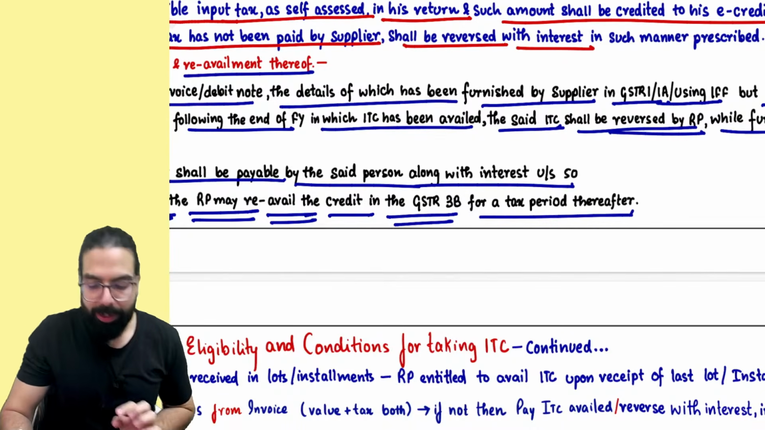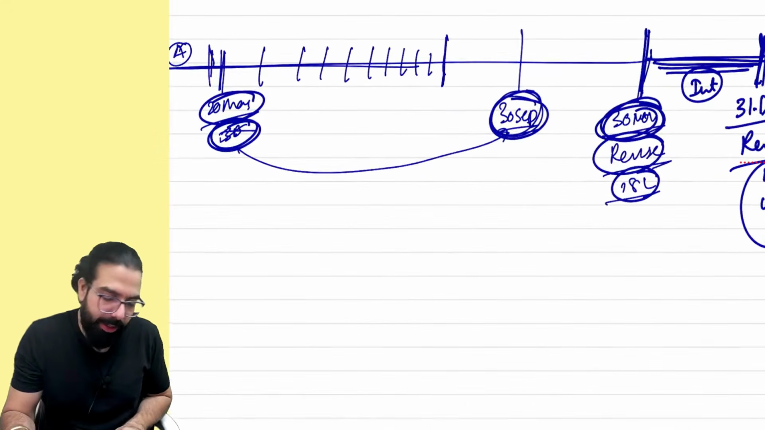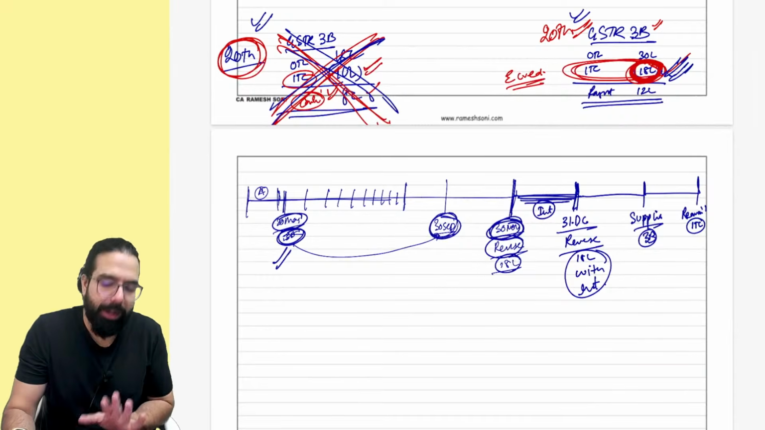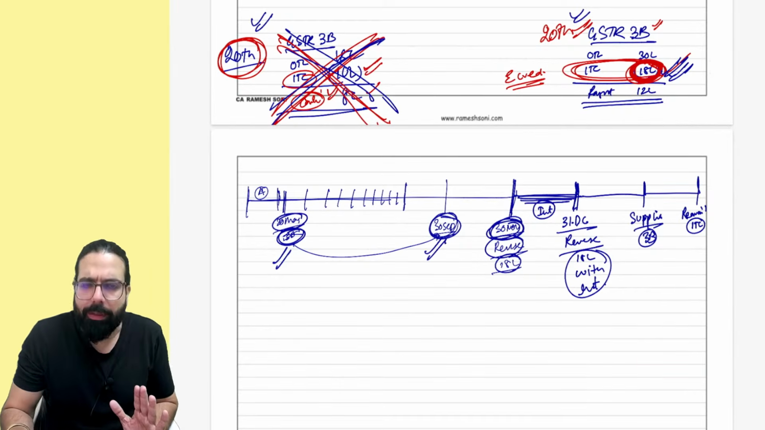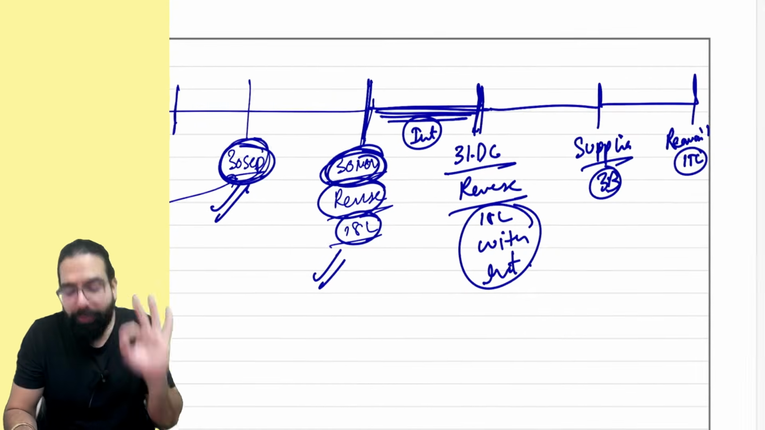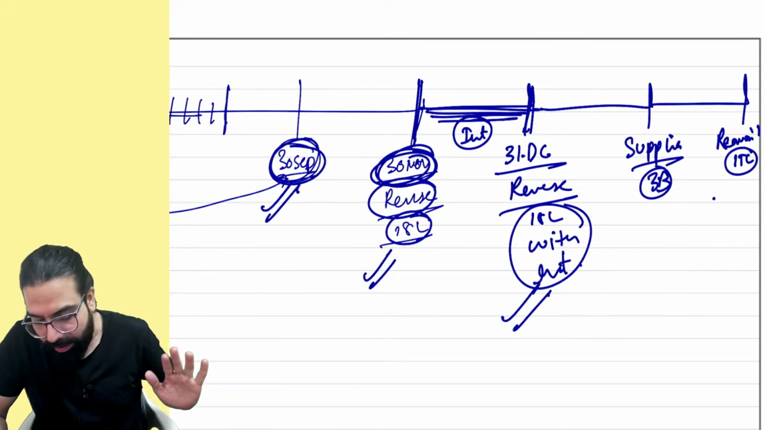So what happened over here? Listen carefully. My supplier did not file his 3B. Can I keep the credit? Yes, you can keep the credit. I already took the credit, I can keep the credit. Tell him to file by 30th September. If he files, no problem. If he does not file, by 30th November, you reverse it. If you don't reverse, then you have to reverse with interest. What if later he filed the 3B? I can take the credit again.